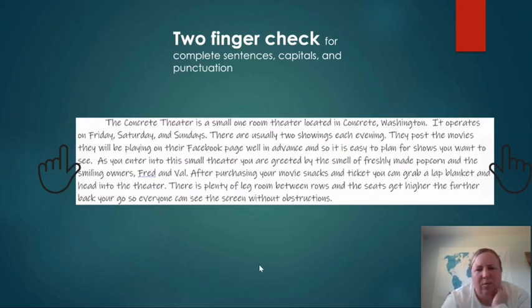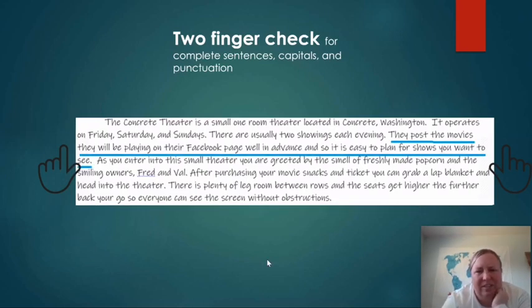That was a lot of words in that one sentence, so I want to look at that a little bit closer. So they post the movies they will be playing on their Facebook page well in advance. It almost feels like I could put a period there if I wanted to, and then get rid of the "so". It is easy to plan for the shows you want to see. So really, I could probably take that one longer sentence and split it into 2 shorter ones. So that might be an idea of something that I do using my 2-finger strategy.